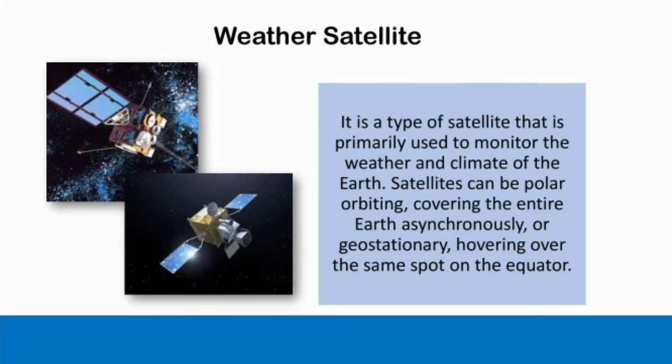Weather satellite. It is a type of satellite that is primarily used to monitor the weather and climate of the Earth. Satellites can be polar orbiting, covering the entire Earth asynchronously, or geostationary, hovering over the same spot on the equator. Satellite data help forecast the weather. The expert forecasters interpret the image and numerical weather prediction models assimilate observations.